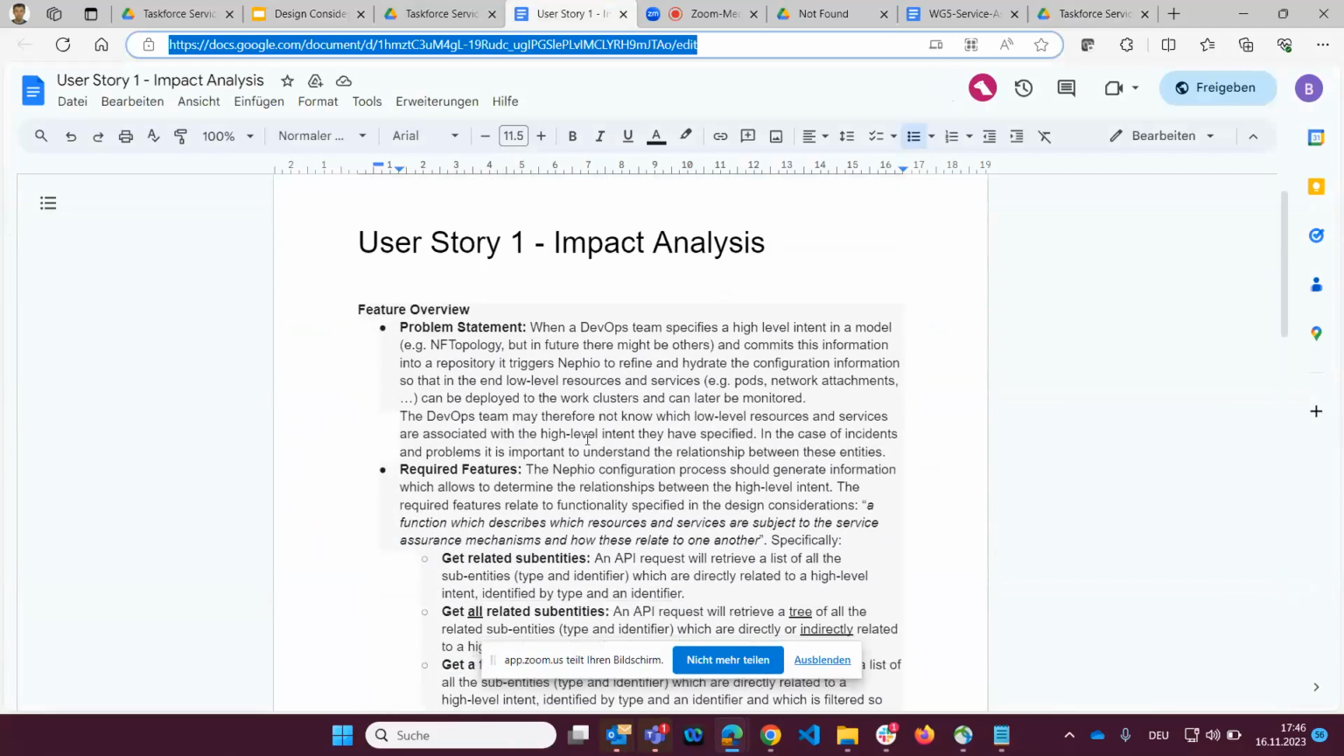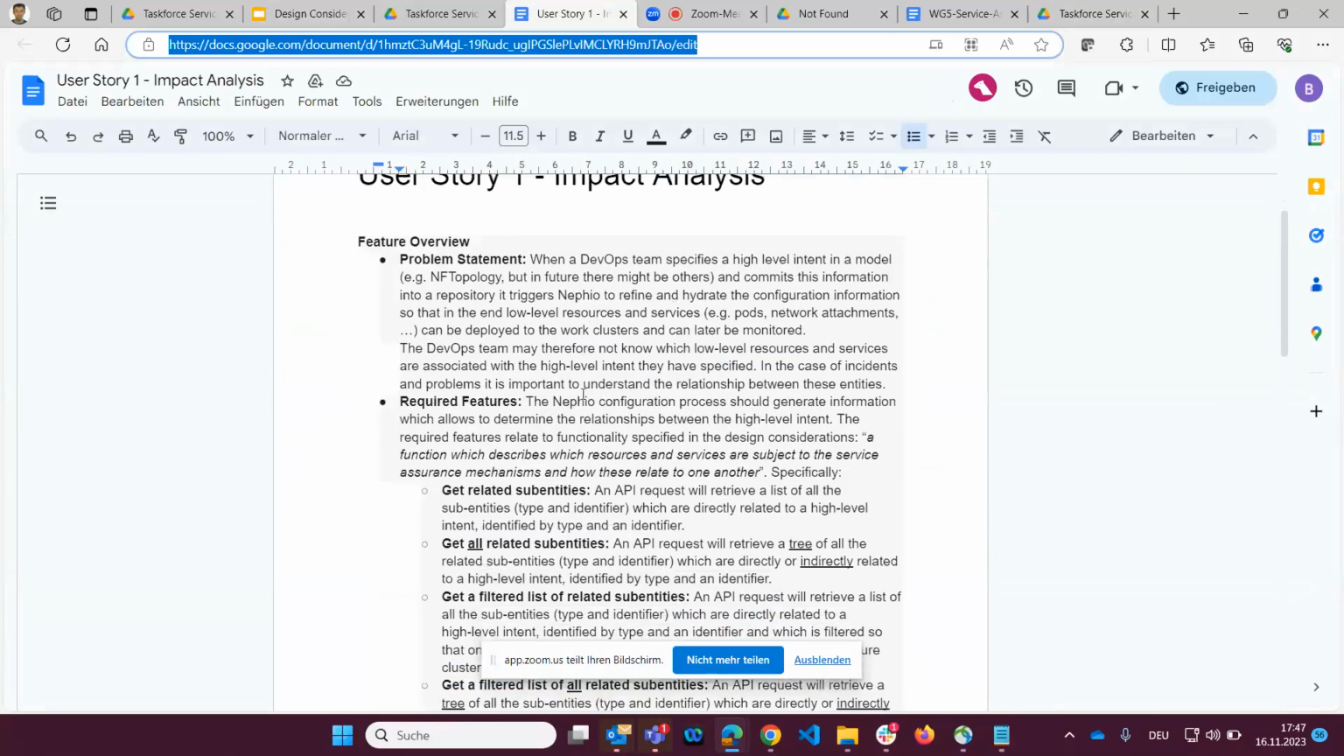I've got a problem statement. The problem statement says, when a DevOps team specifies a high-level intent in a model, for example, NF topology, but in future there might be others, and commits this information into a repository, it triggers Nephio to refine and hydrate this configuration information so that in the end, low-level resources and services, for instance, ports, network attachments, etc., can be deployed to the work clusters and can later be monitored. The DevOps team may therefore not know which low-level resources and services are associated with the high-level intent they have specified.